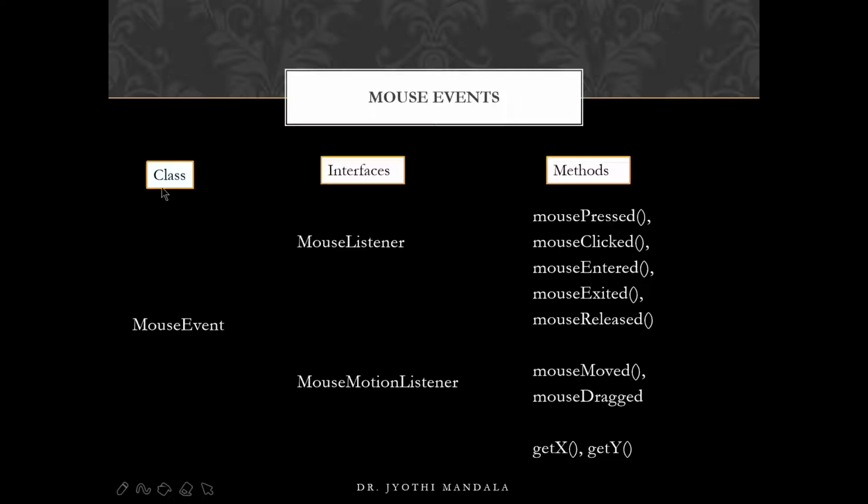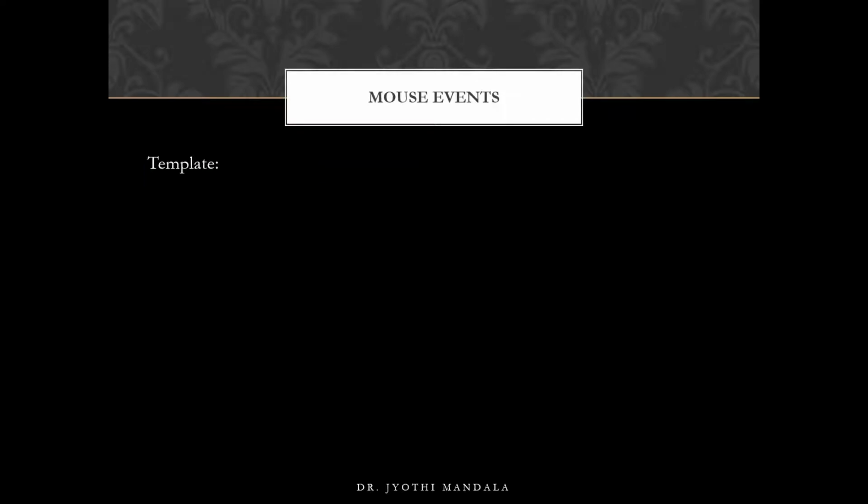Along with this class, the mouse event class will have these two methods also, which are getX and getY. The use of these methods is that we can get the X coordinate value and the Y coordinate value of our applet window by using these methods that are available in the mouse events. Right, to work with these mouse events, we need to follow the template.